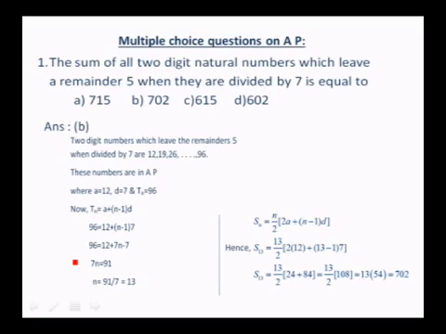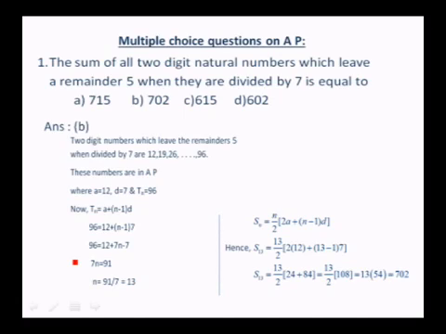Now if you consider these numbers 12, 19, 26 etc. 96, it's an AP. So this is an AP with first term a equals 12 and common difference 7, and the last term Tn is equal to 96. First let us try to find out the value of n. Tn is a plus n minus 1 into d. So 96 is equal to 12 plus n minus 1 into 7. So 96 is equal to 12 plus 7n minus 7. From this one you can find out n is 13.